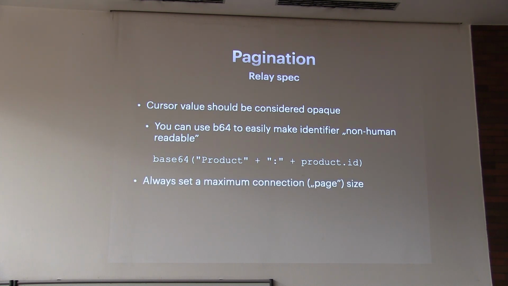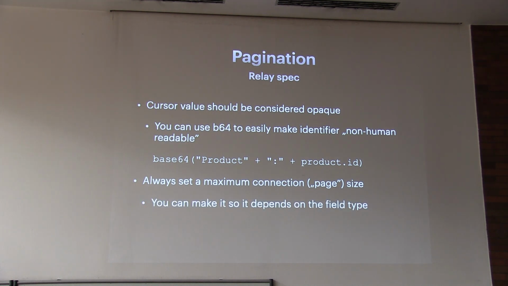And remember to always set the maximum connection size, so the page size. Again, this is also true for other kinds of web servers, not only GraphQL. So don't allow your clients to request a huge amount of data. It's nice that you implemented pagination, but somebody requested like 500 items. So it doesn't really look like a pagination anymore. So keep in mind to always set that limit, set it globally. So for example, you cannot request more than, let's say, 100 items.